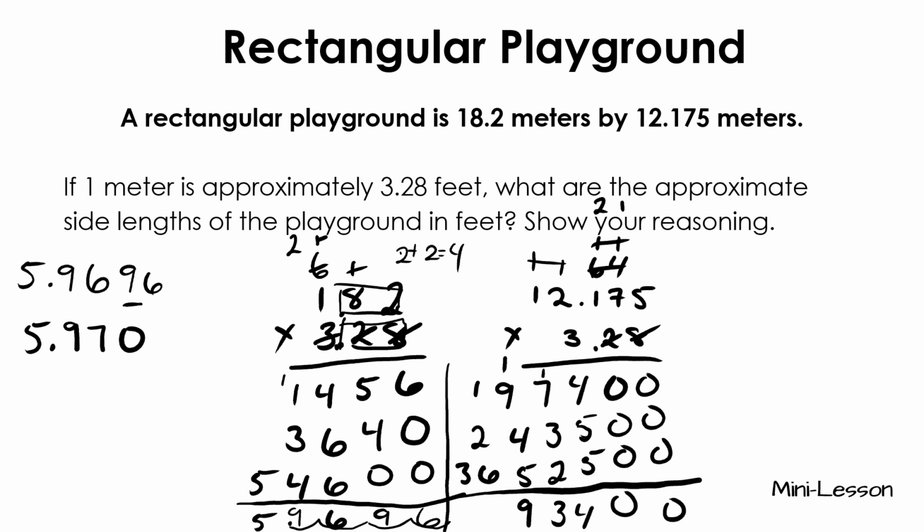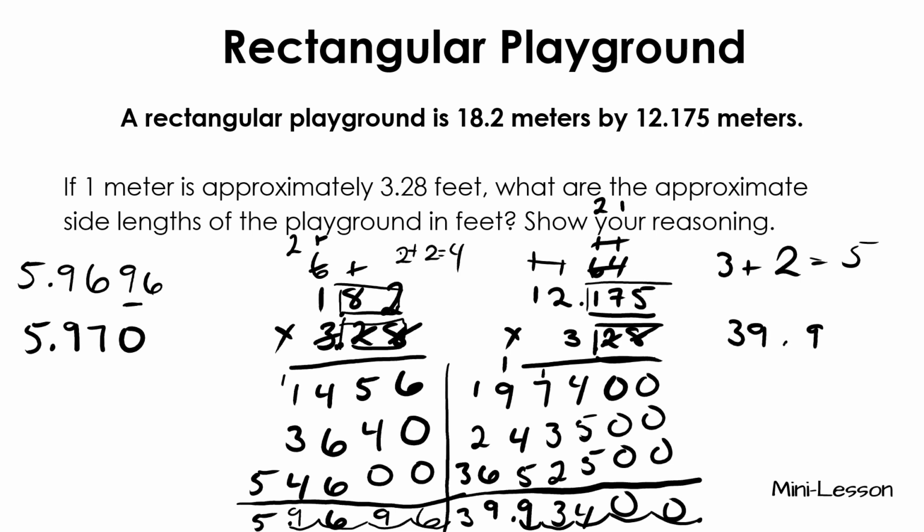6 plus 2 is 8. 8 plus 1 is 9. And then we have our 3. And we count all our numbers behind the decimal. That is 3. And this one has 2. That equals 5. 5 spaces. So from behind my number, 1, 2, 3, 4, 5. We have 39.934. And conveniently, this stops at the thousandths place.